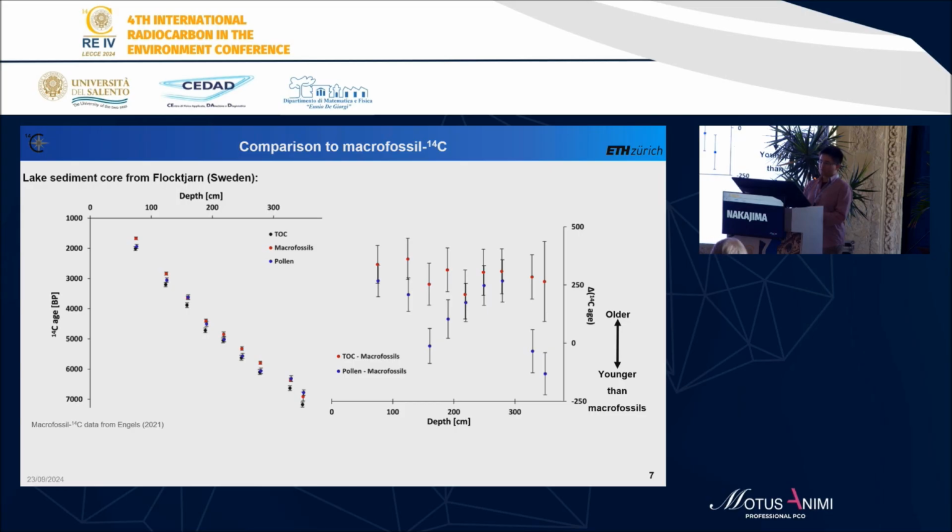For the pollen, however, we see a huge variety in the age difference between pollen and macrofossils. For some, there is practically no difference, the match is perfect. And for some, they are barely overlapping within the 3 sigma intervals. And so if you look on average, the pollen are around 150 radiocarbon years older than the macrofossil counterparts.